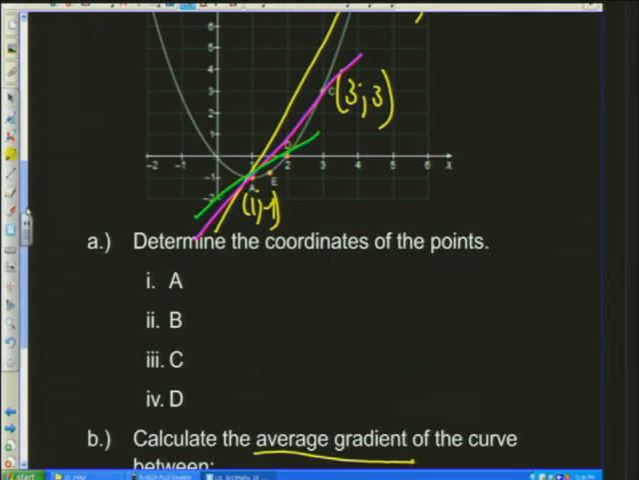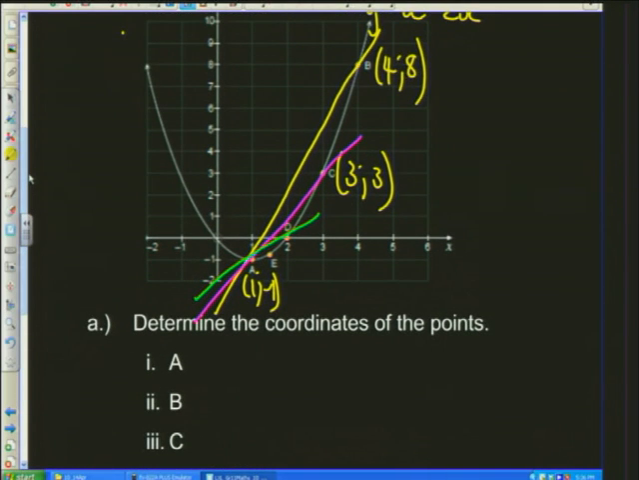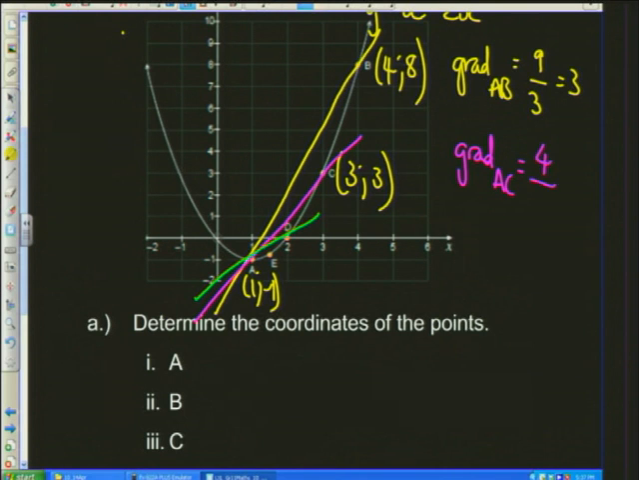A and B, let's just work out AB. So the gradient, let's work out this in yellow because we're working with this one. So the gradient of AB would be 8 plus 1 is 9 over 4 minus 1 is 3. So the gradient is 3. Of the pink one, we've got the gradient of AC. That would be 3 plus 1 is 4 all over 3 minus 1 is 2. So the gradient is 2.